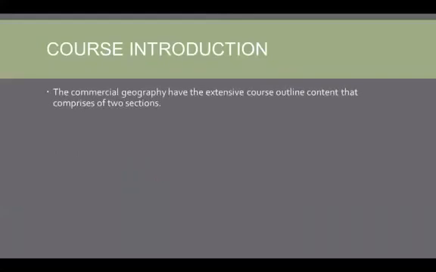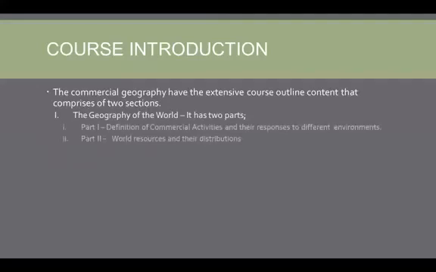Commercial geography has an extensive course outline that comprises two sections. Section number one, the geography of the world, and it has two parts. Part one, definition of commercial geography and their responses to different environments. The paper comes from that area as well. Part two, world distribution and their resources. The second section is the geography of Pakistan.